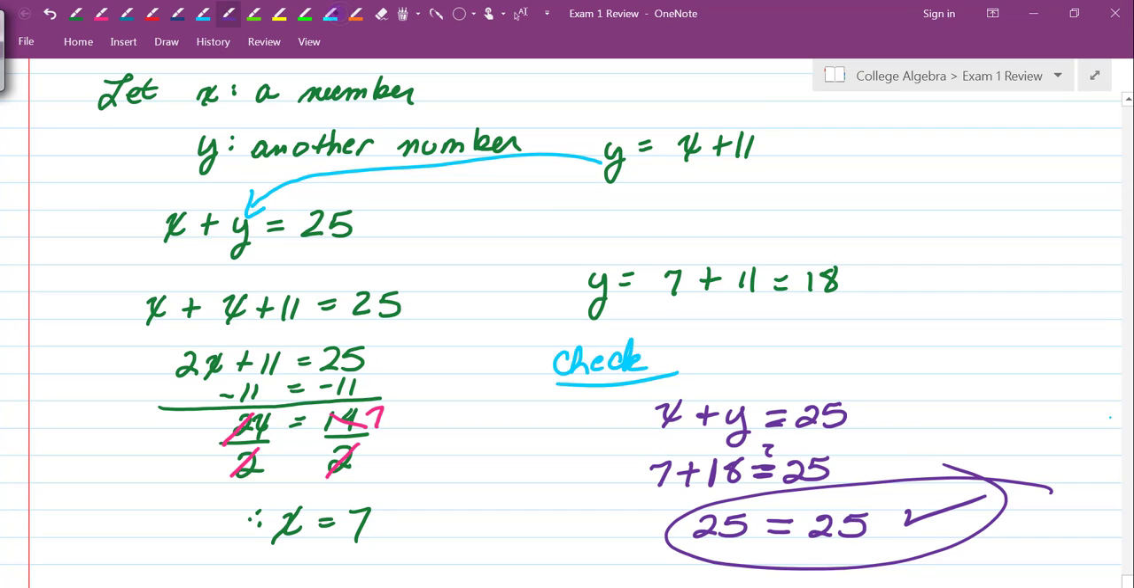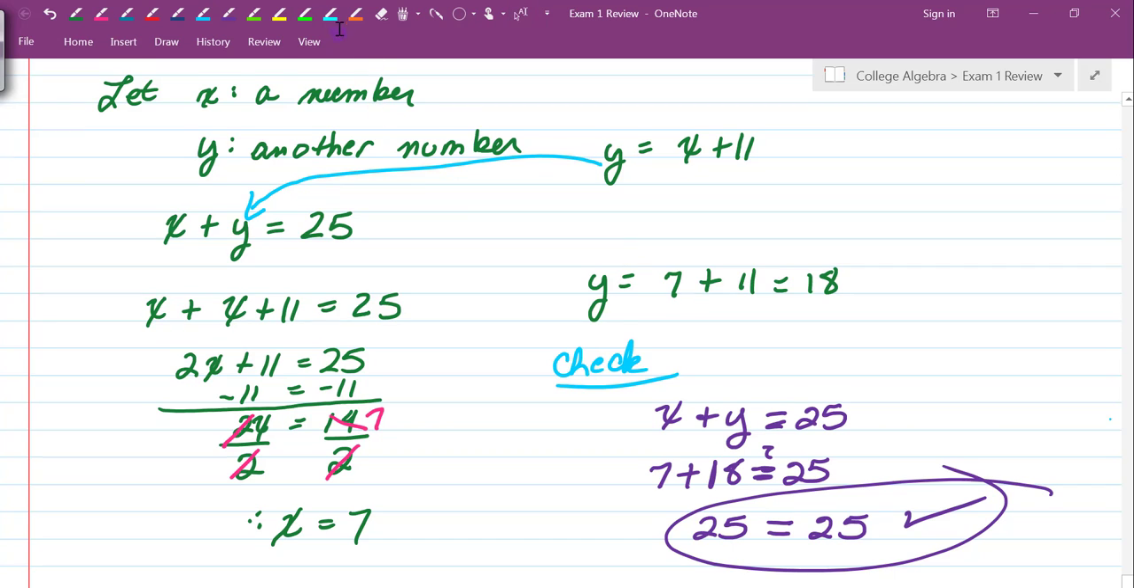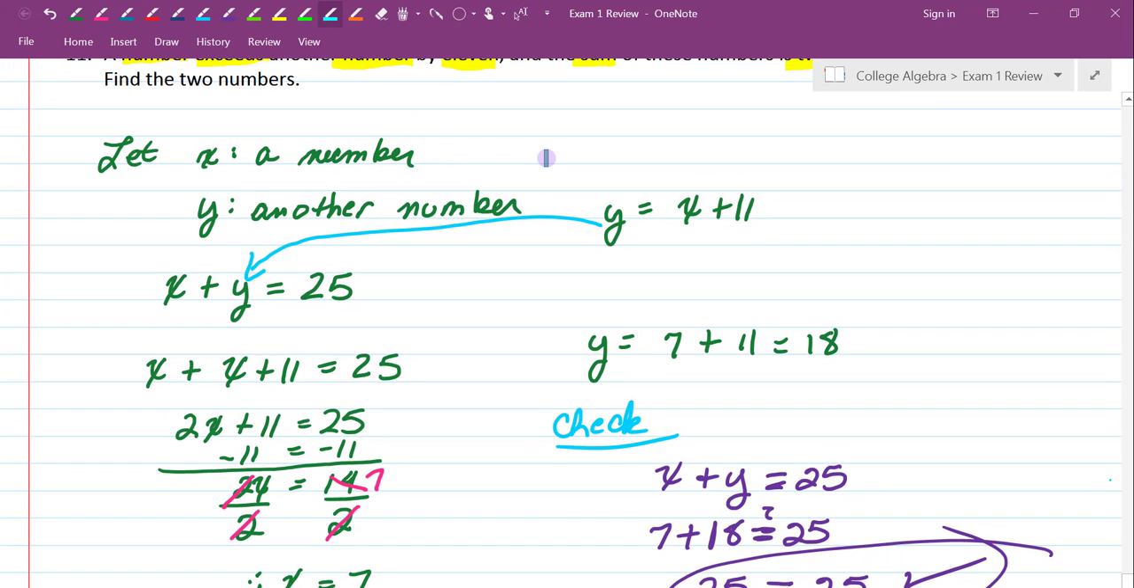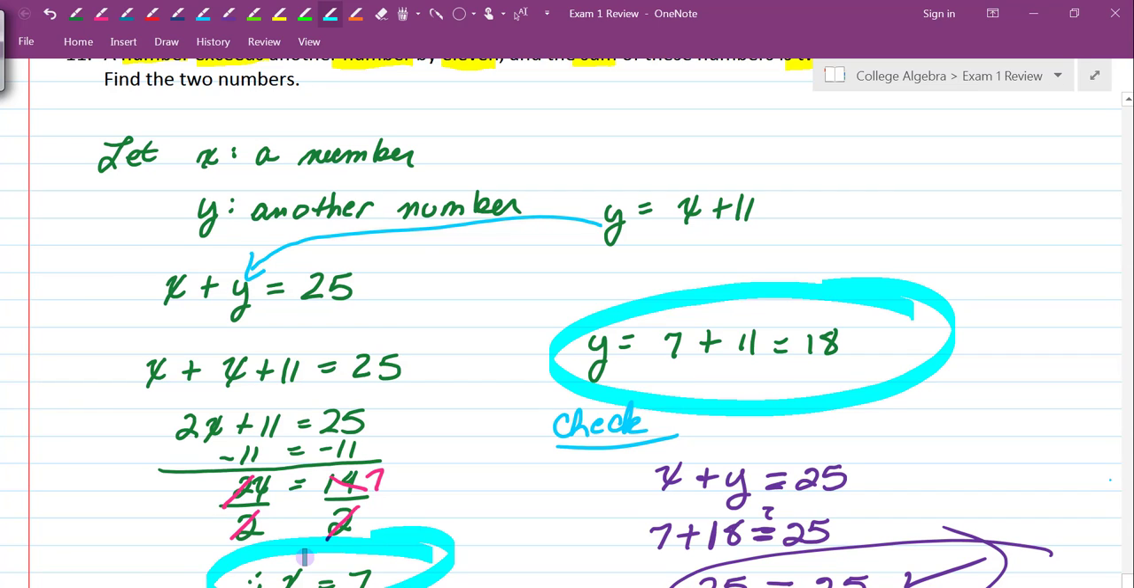So our final answer right over here is that y is equal to 18 and x is equal to 7.